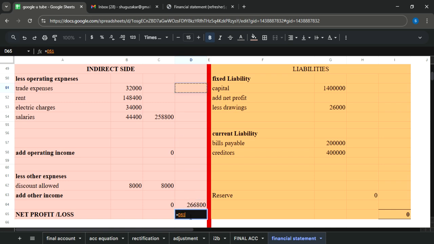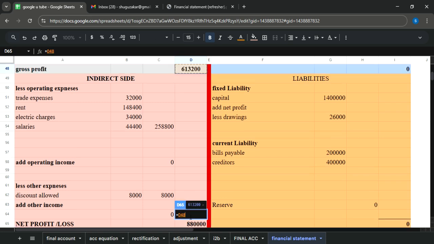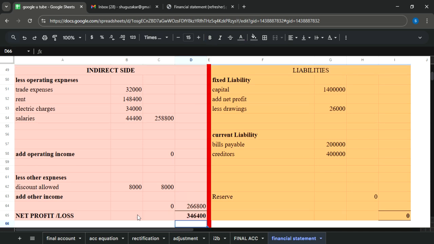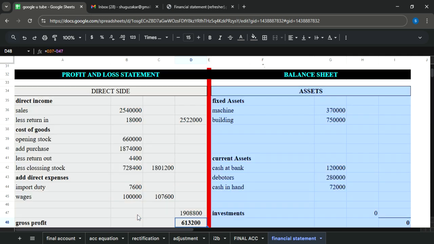You have got your gross profit 613,200, and as you know, operating expenses are subtracted, other expenses are subtracted. You will put sign of minus, and your other expenses are here. So in this way you have calculated your net profit.